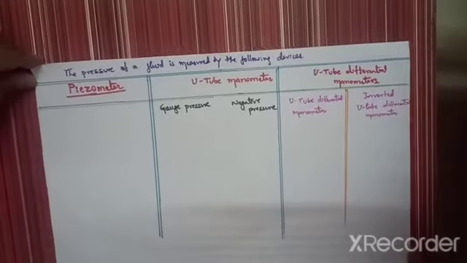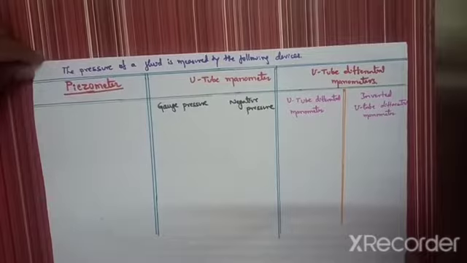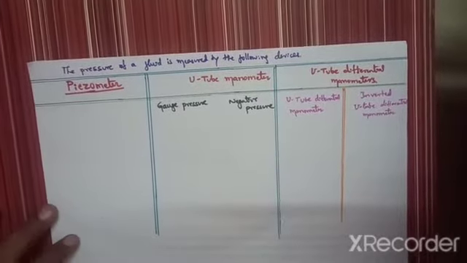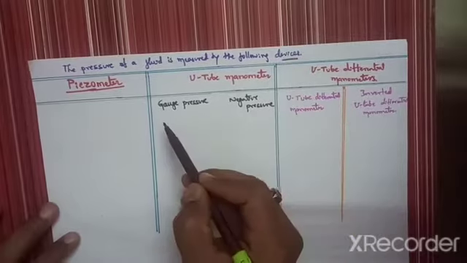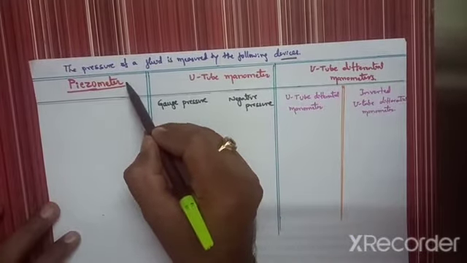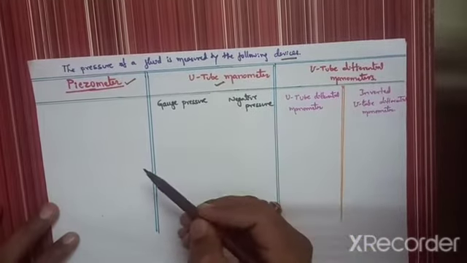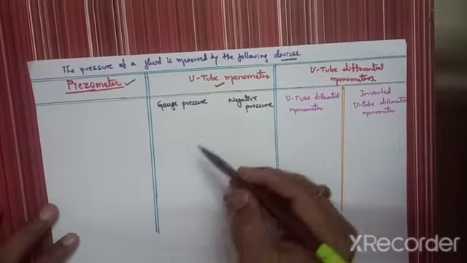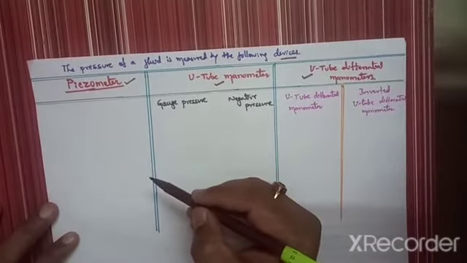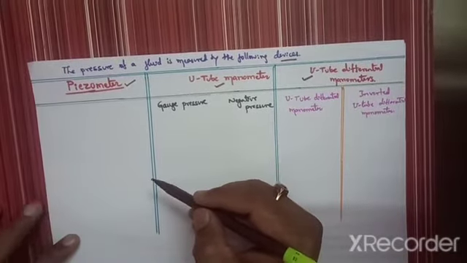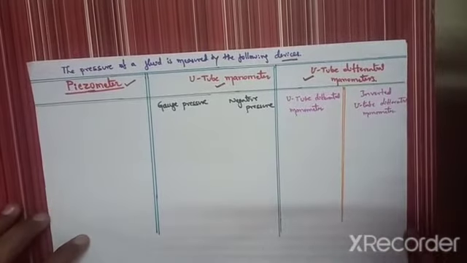Okay students, in today's class we will discuss the different types of manometers. We know the pressure of a fluid is measured by the following devices. Piezometer is also a device used for measuring the pressure. U-tube manometer is also a device used for measuring the pressure, and U-tube differential manometers are also used for measuring the pressure of a fluid.